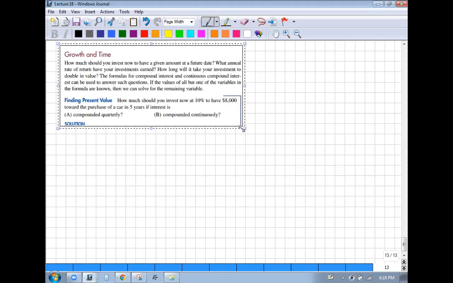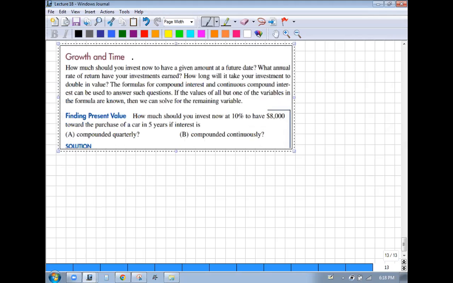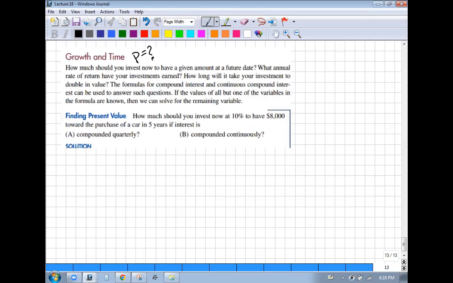How much should you invest? Here they're asking what the principal is. How much should you invest now to have a given amount at a future date? What annual rate of return have your investments earned? How long will it take your investment to double in value? The formulas for compound interest and continuous compound interest can answer these questions. Well, obviously.